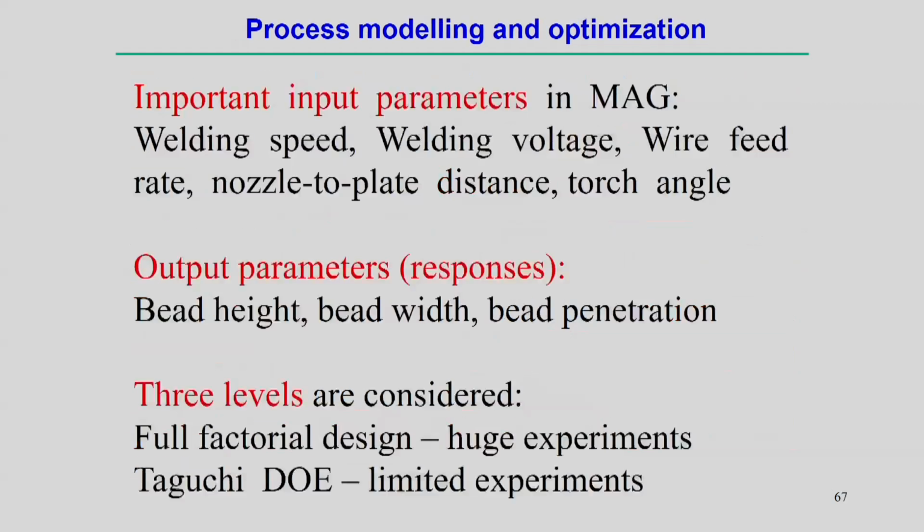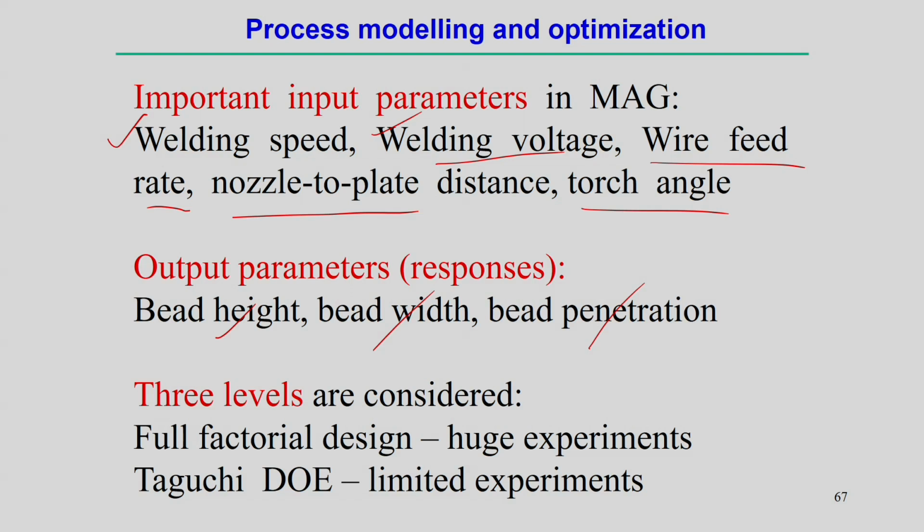Regression may be linear, or the relation can be non-linear also. So, the input parameters of the MAG welding process may be the welding speed, welding voltage, wire feed rate, nozzle to plate distance, and torque. These are all input parameters. The output parameters or responses are the bead height, bead width and bead penetration. So, for a particular set of inputs, we can get a particular output in the form of the weld bead height and penetration.